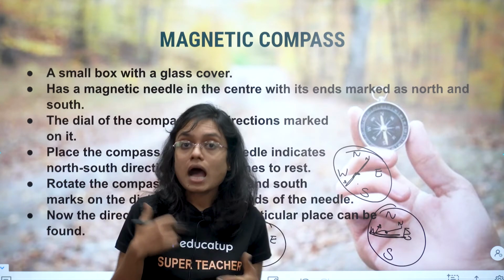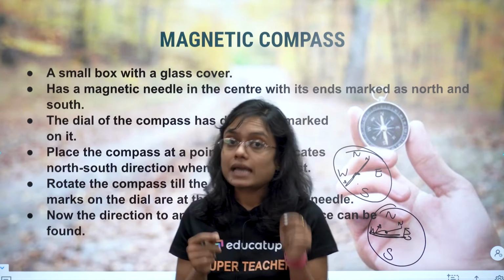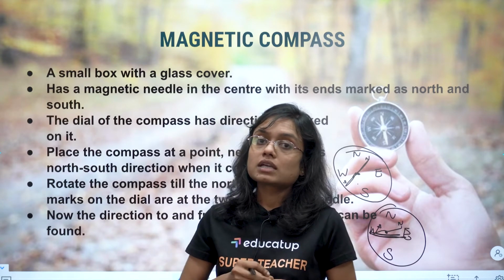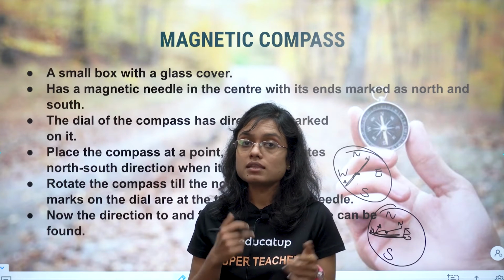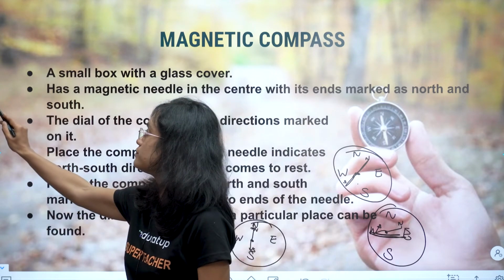So that is how a magnetic compass works. And magnetic compass uses the directive property of magnet, which is like that whenever a magnet comes to rest, it always points in north south direction. Let's move ahead.